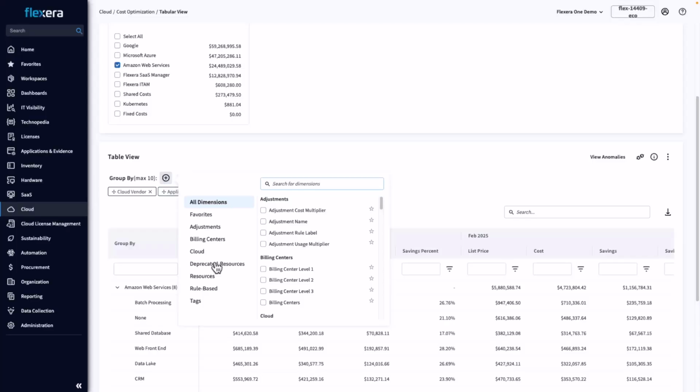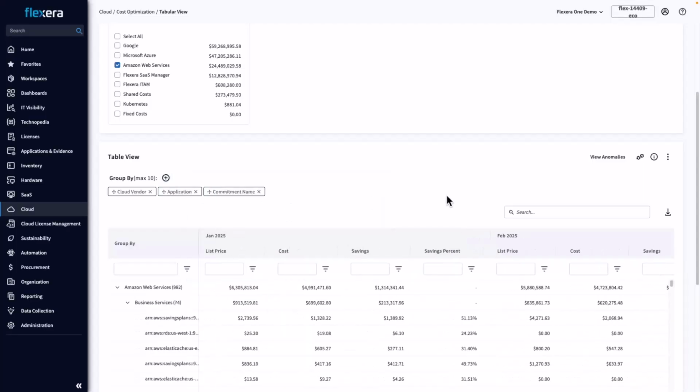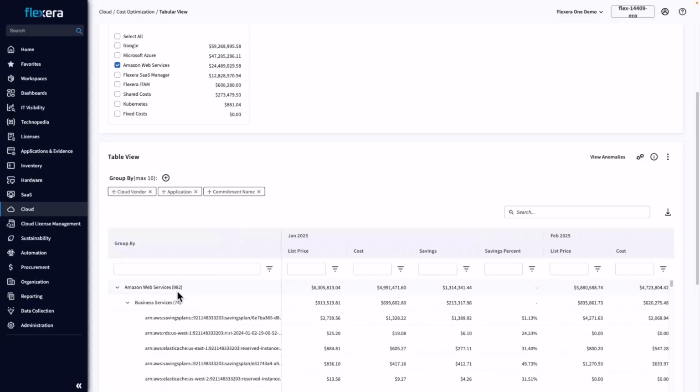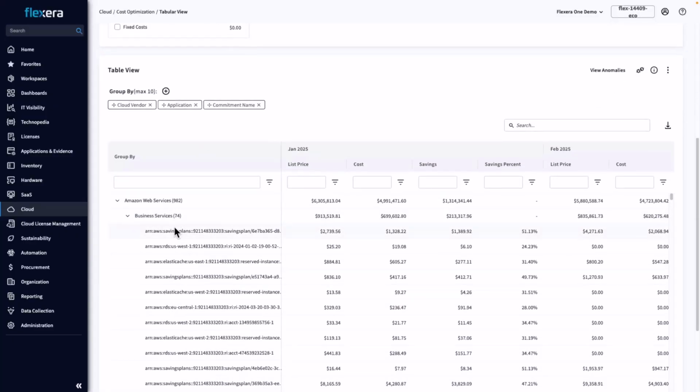I can then choose to bring in other dimensions such as the commitment name or commitment IDs so that I can actually see for any of the applications that I have running what is causing me to get a discount, which commitments, savings plans, reservations, and so on are achieving the most effective discounts.